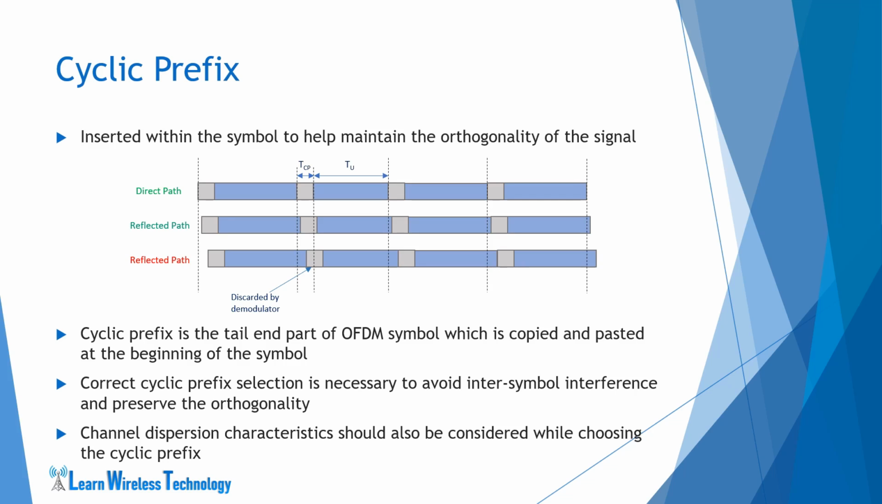So this was all about the advantages of OFDM technology, which provides high spectral efficiency using closely spaced subcarriers. It offers robustness to multipath fading and eliminates intersymbol interference using the cyclic prefix.